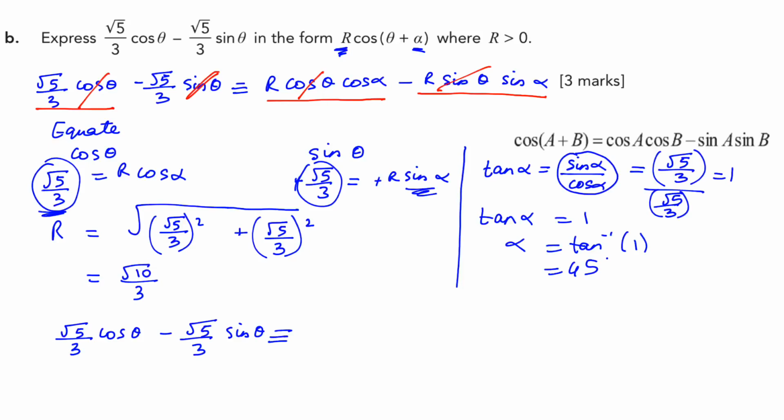is identical to r. What is our r? Square root 10 over 3 cos theta plus 45 degrees. This is what we replaced in our r and alpha. So the question is finished. Please do a lot of questions similar to this question.